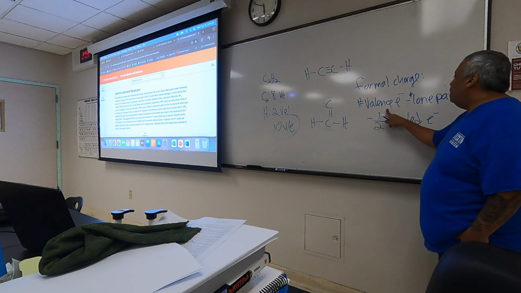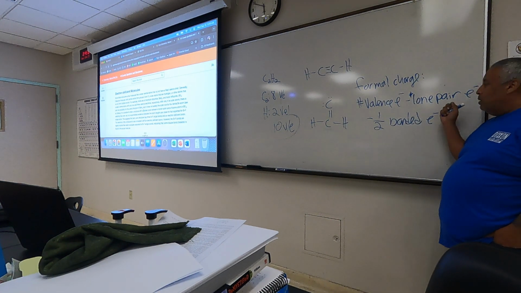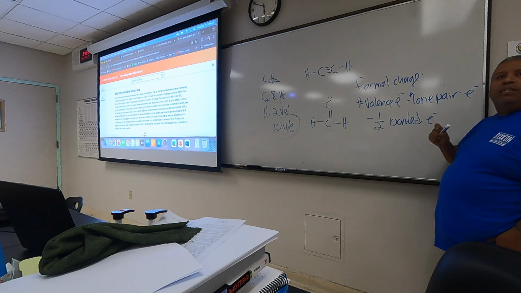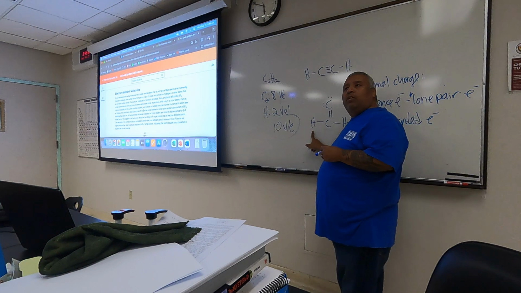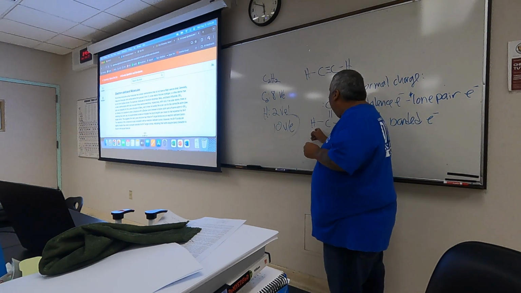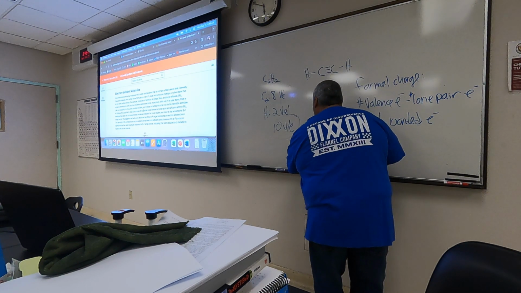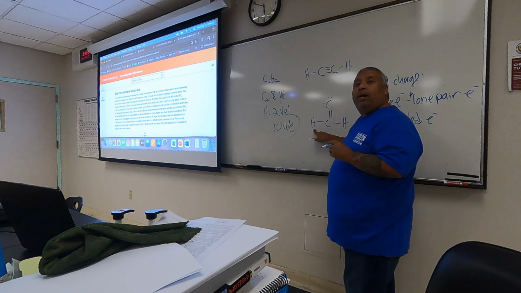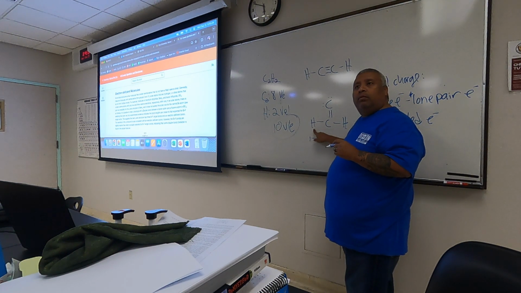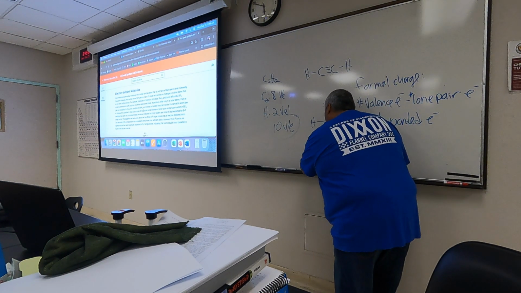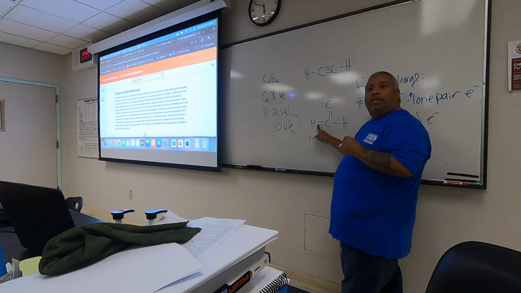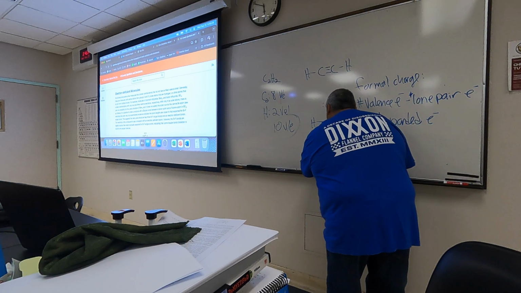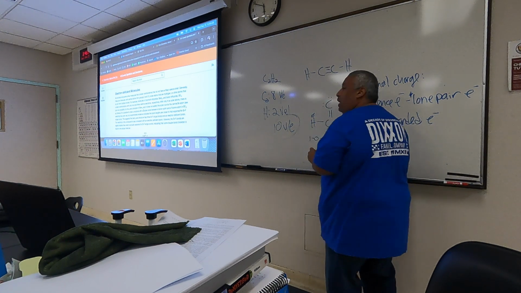So to figure out formal charge, we have to figure out the formal charge of each atom. So we're going to take the number of valence electrons, subtract the number of lone pairs, and half of the bonded electrons. So if we want the formal charge for hydrogen, how many valence electrons does hydrogen have? 1. And 1 minus how many lone pairs does hydrogen have? 0. Minus half of the bonded electrons. So there's 2 electrons in here, half of those is 1. So the formal charge on this hydrogen is 0.